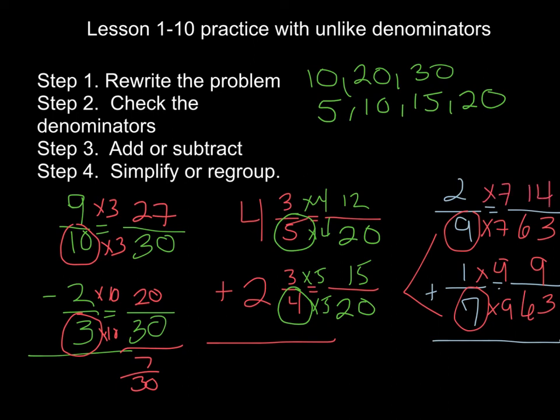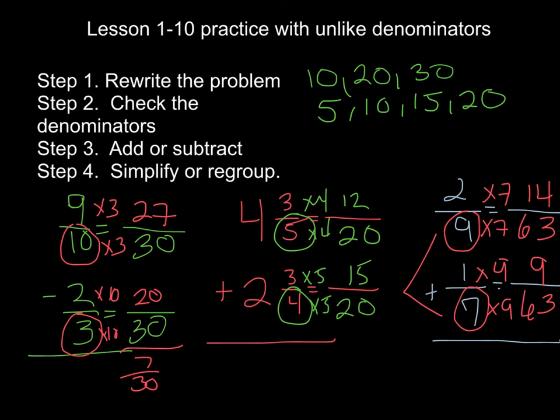So multiplying the two denominators will always get you a common denominator that will work, but it won't always be the best denominator. If you do not use the lowest common denominator, you will have to simplify, and simplifying or regrouping should be a common thing that you ask yourself after you finish every problem, regardless of whether or not you even knew that you found the best denominator. It should just be standard practice.